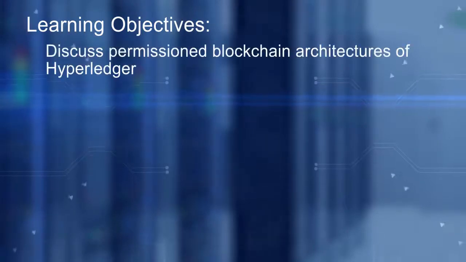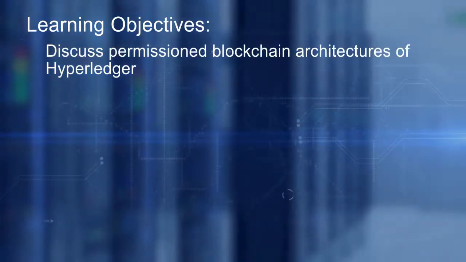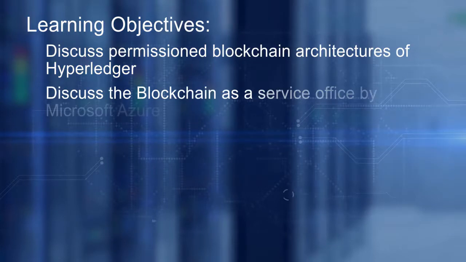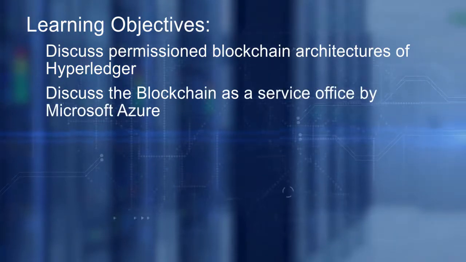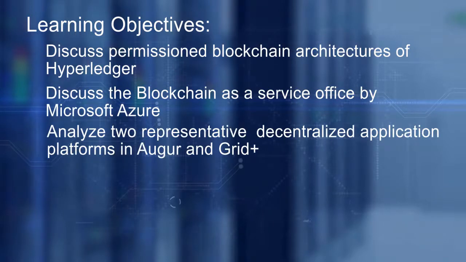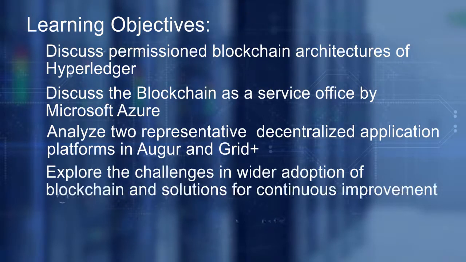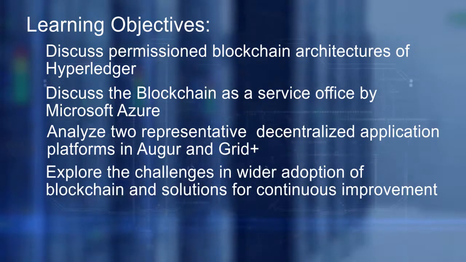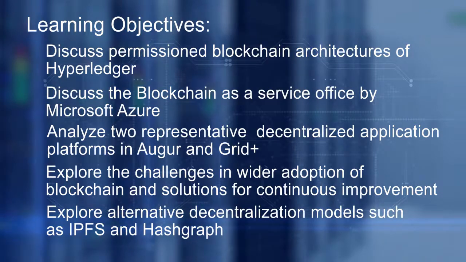On completion of this course, you will be able to discuss the permissioned blockchain architectures of Hyperledger, discuss the blockchain as a service offered by Microsoft Azure, analyze two representative decentralized application platforms in Augur and Grid+, explore the challenges in wider adoption of blockchain and solutions for continuous improvement, and explore alternative decentralization models such as IPFS and Hashgraph.